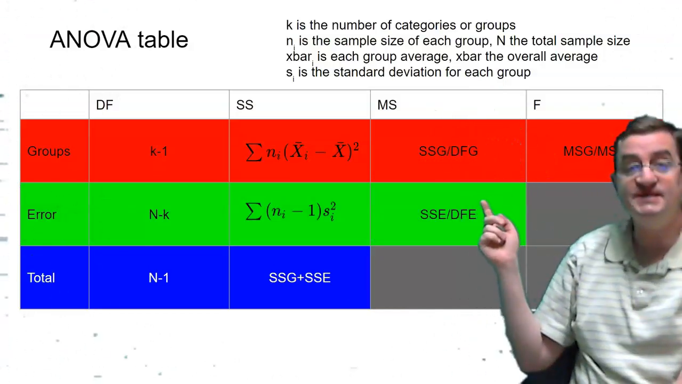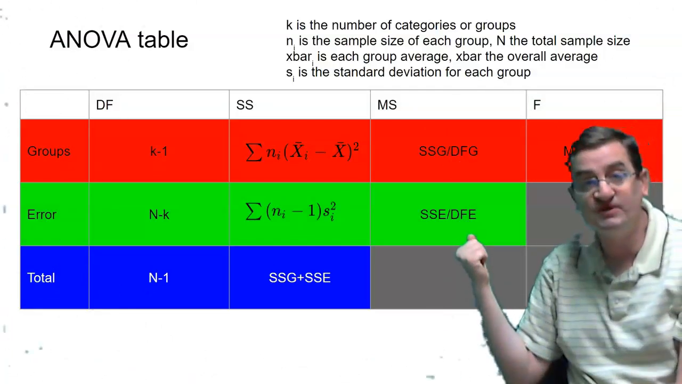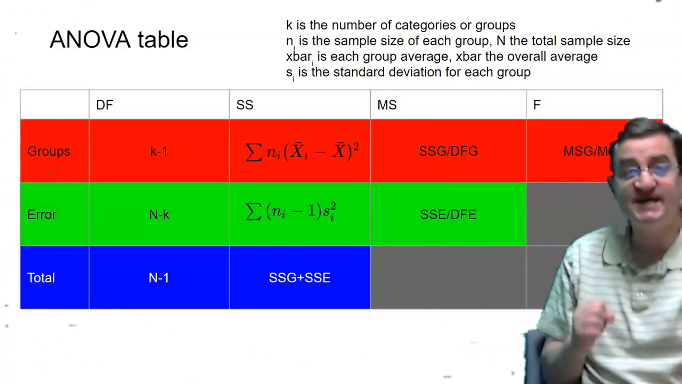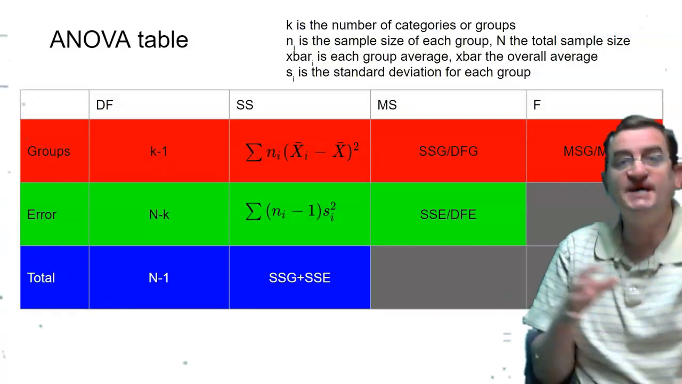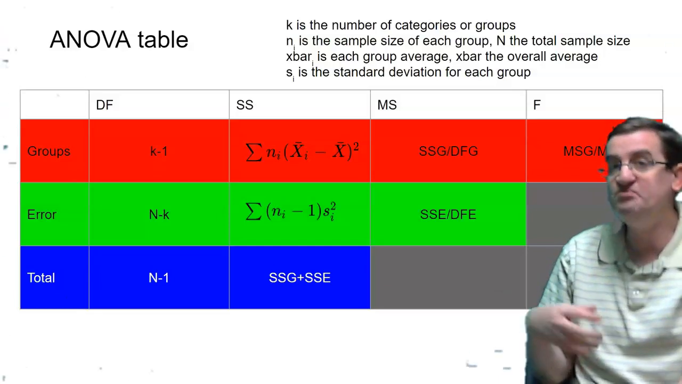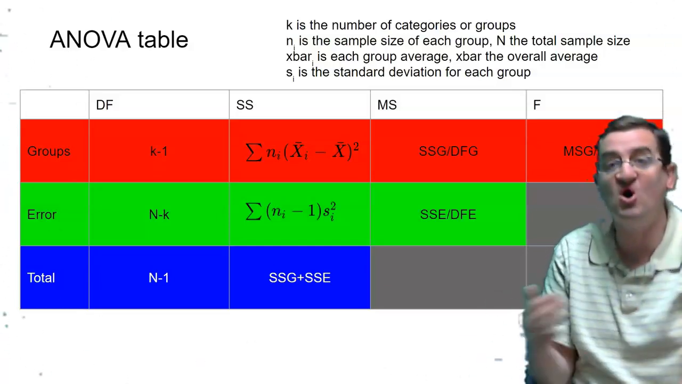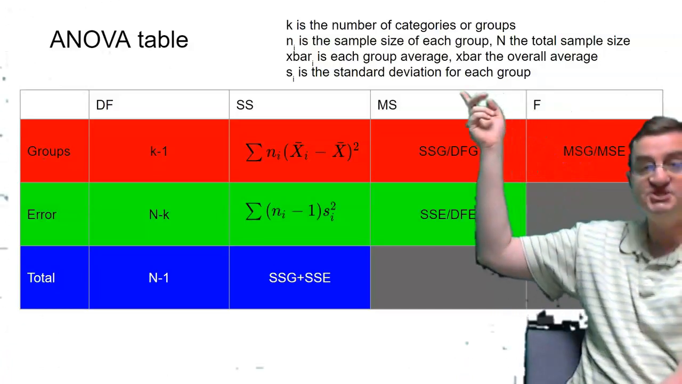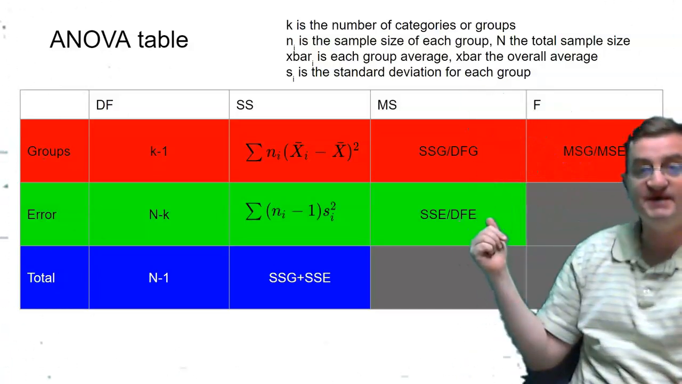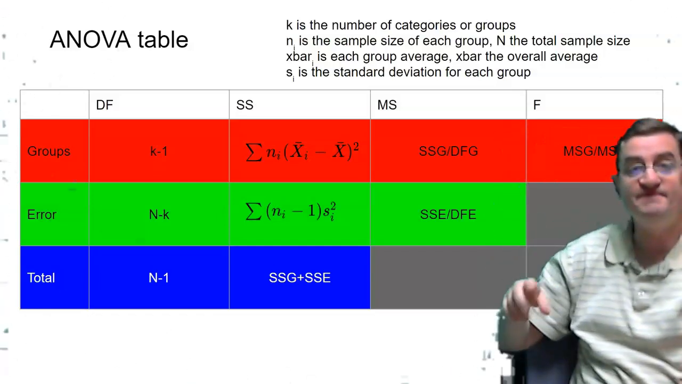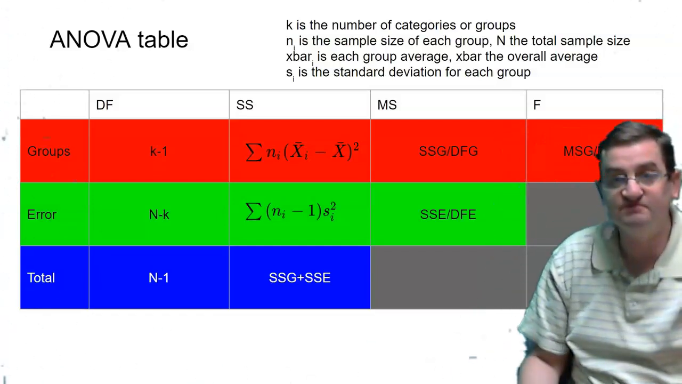And then MSE, this is the sums of squares error divided by the degrees of freedom for error. This MSE is actually an important piece. It's like a combined overall how spread out is the data, like a pooled variance across all the groups. To get the F test, we take the MSG divided by the MSE, the variability between the means divided by the variability inside the groups.